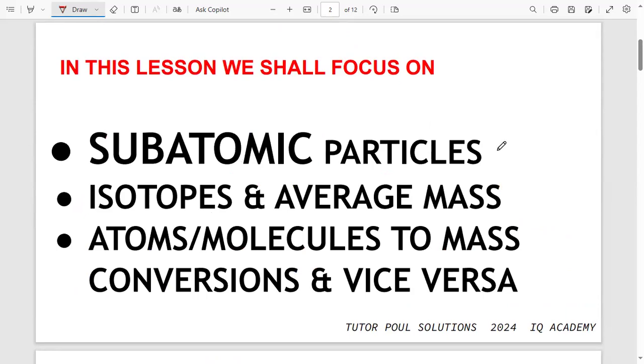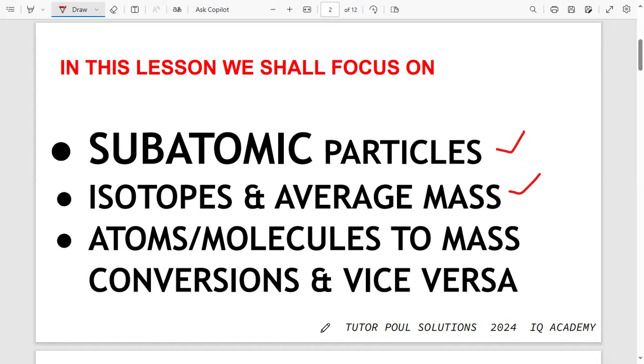The first one, we are going to learn about the subatomic particles, okay? So those protons, the electrons, the neutrons, okay? And then from there, we can look at isotopes and the average masses, okay? And the last goal there is to convert the number of atoms that you are given to a mass, okay? Or vice versa, you are given a mass and then you are told to convert to the number of atoms or the number of molecules. Okay, so let's go straight into it.